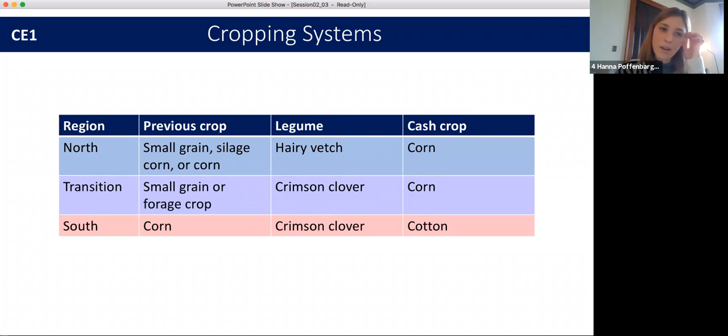And you can see, especially for the north and transition regions, we integrated these cover crop systems following either small grain or forage crop, whether that's silage corn or forage soybean. A few locations followed corn, but our goal was really to get the cover crops planted rather early in the northern and transition locations to get the most out of the legume.